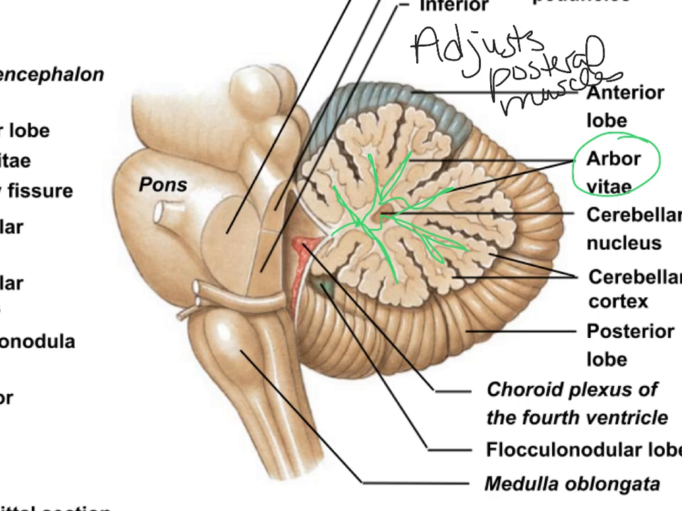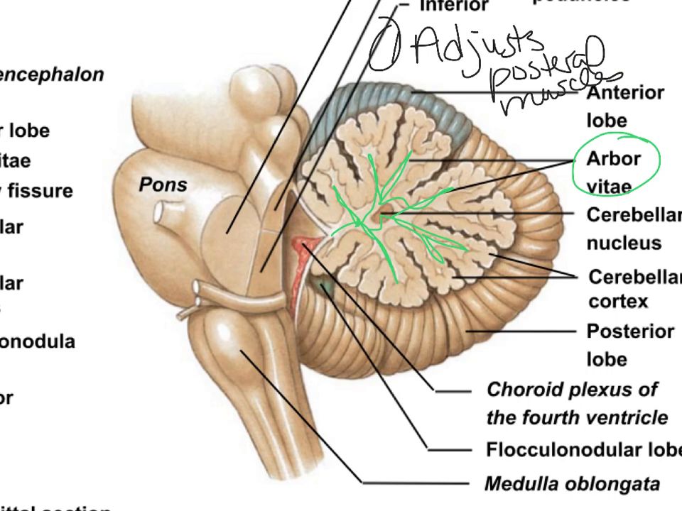When I'm standing here maintaining a posture, my muscles are constantly contracting and then relaxing. Some are contracting, some are relaxing, but when I shift, other ones have to contract and other ones have to relax, so we're constantly adjusting those postural muscles all the time. So that's one function of the cerebellum.